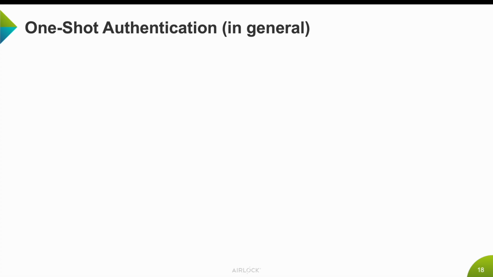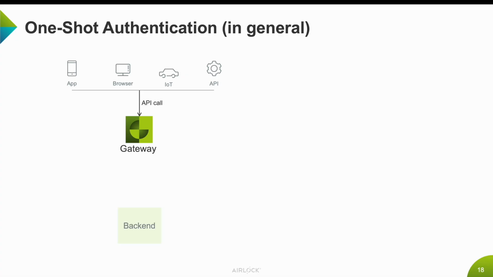For those who don't know, what is one-shot authentication in general? With Airlock Gateway and Airlock IAM, it's possible to check API calls that go through the Airlock Gateway by kind of stopping them in the gateway and then sending some information to Airlock IAM. This is typically the URL and the header. Then IAM can process this and also authorize the request to go through or to be blocked. And it can also enhance the request by adding some information for the backend.